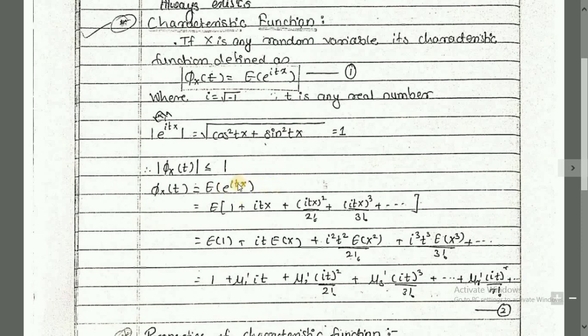So just write the expression for e raised to i t X. It is 1 plus i t X plus (i t X) square by 2 factorial plus (i t X) cube upon 3 factorial and so on up to infinity. So I'll apply the expectation throughout the bracket. Expectation of 1 is 1, and the i t comes out, and expectation of X is mu1 prime. Accordingly expectation of X square is mu2 prime and so on up to infinity.